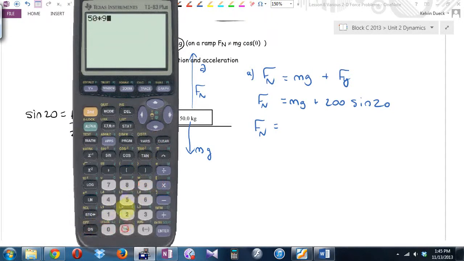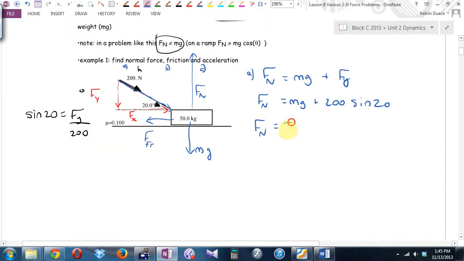50 times 9.8 plus 200 sine 20. The normal force is 558 newtons. 558.4, well, 3 sig figs, and I'll keep the extra answer in my calculator.